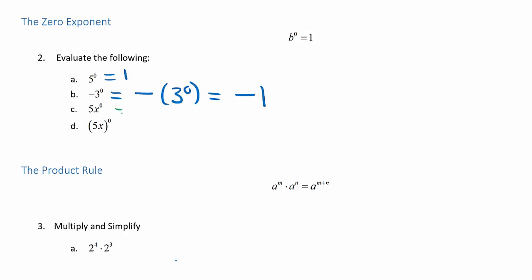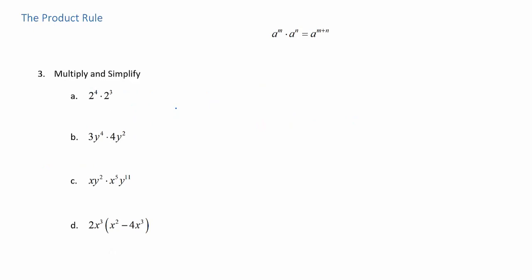The same idea is true in part C. We've got a 5 times x to the 0. The 0 exponent only applies to the x. So the 5 stays there, x to the 0 is 1, and my final answer would be 5. Whereas if I have parentheses around the 5x, the entire thing is the base, and that means my entire answer is 1.